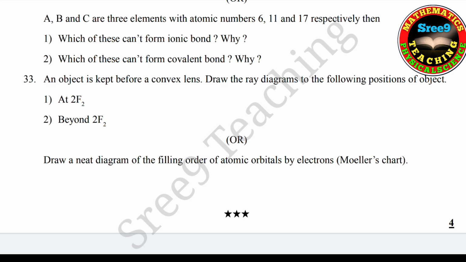Okay. Second, beyond 2F2. Yes, 2F2 is the position of the center of curvature. Beyond means beyond C. The object is placed beyond C. How will you get the image? For that you have to draw the ray diagrams.